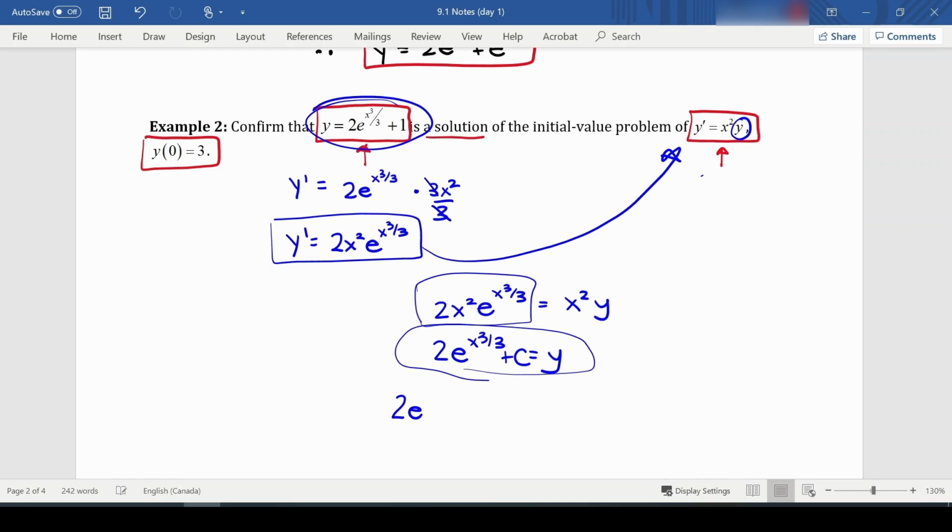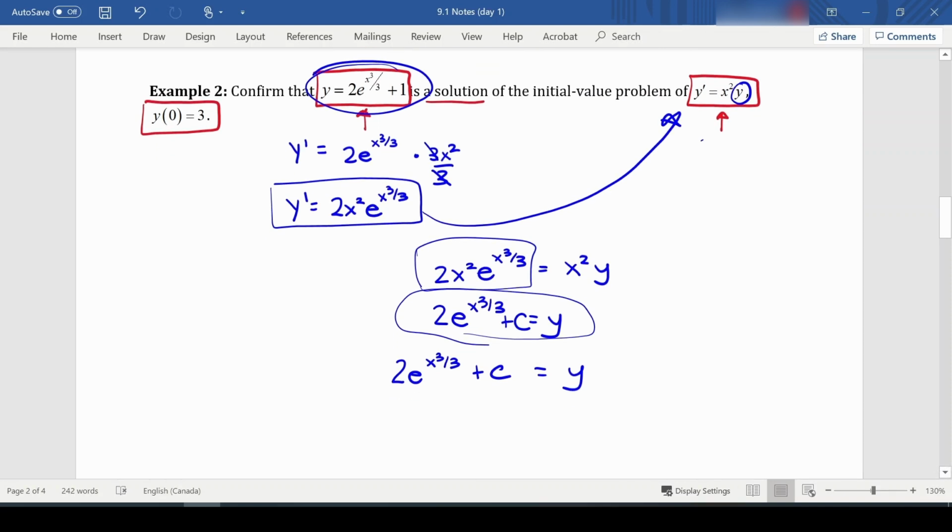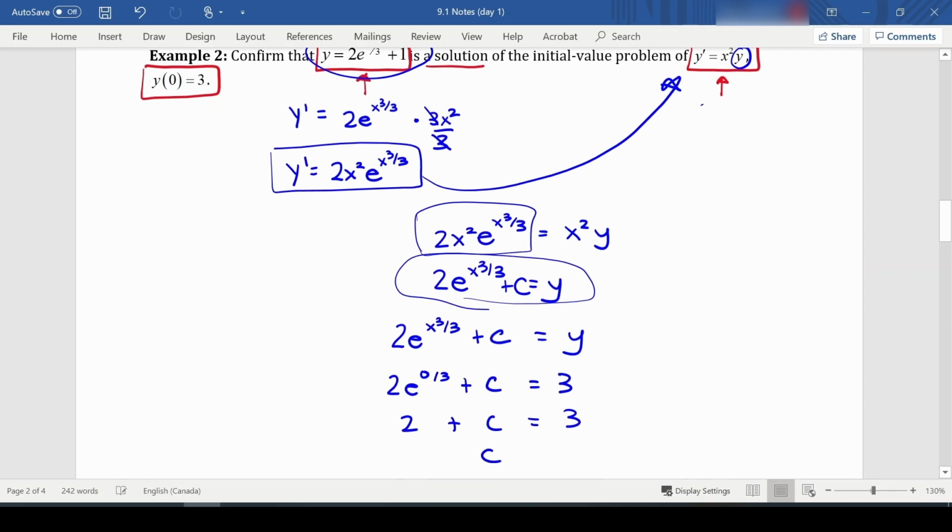So if we have 2e to the x cubed over 3 plus some constant equals y, and we plug our initial condition in, we would get 2e to the 0 over 3 plus c equals 3, or 2 plus c equals 3, or c equals 1, which would give us 2e to the x cubed over 3 plus 1 equals y, which was, in fact, the equation we started with.